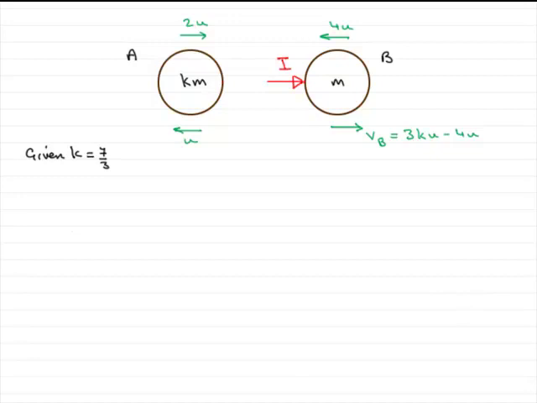Now to work out impulse you should know this basic equation: impulse always equals change in momentum. In other words, the final momentum, mv, minus the initial momentum, mu. So if I'm going to find out what I is, I need to consider B.